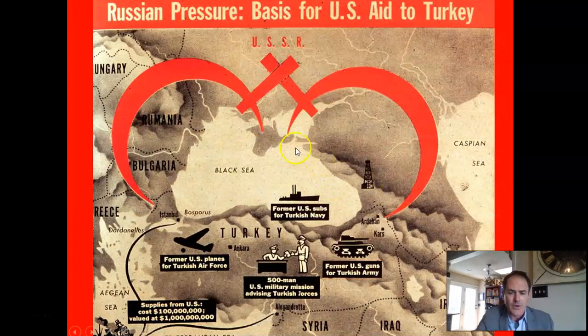And you see here the kinds of military aid: former U.S. subs, former U.S. guns for the Turkish army, U.S. advisors, supplies, food, weapons, medicine, and even former U.S. planes, right? You see Turkey shares a border right here with the Soviet Union and with these new communist countries of Romania and Bulgaria.